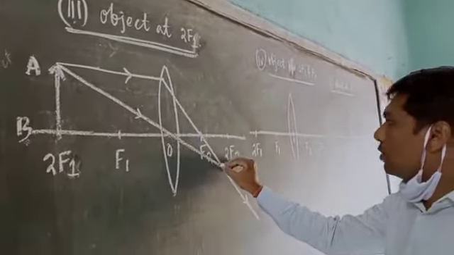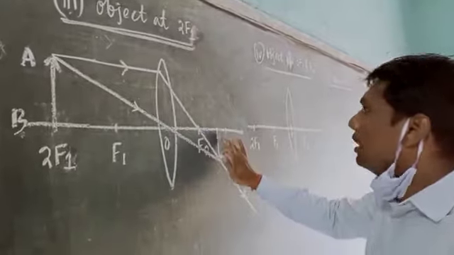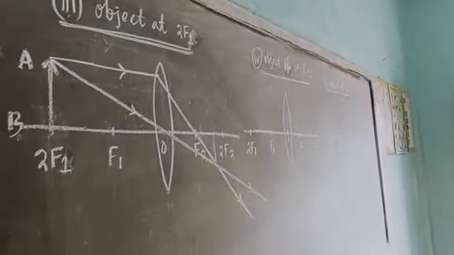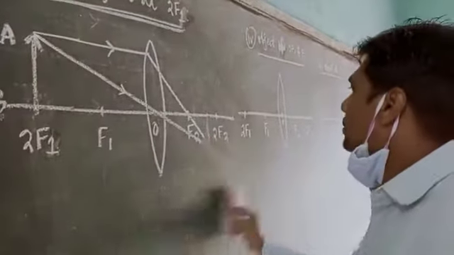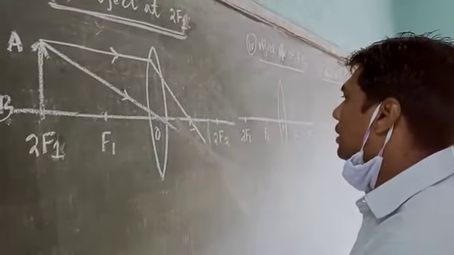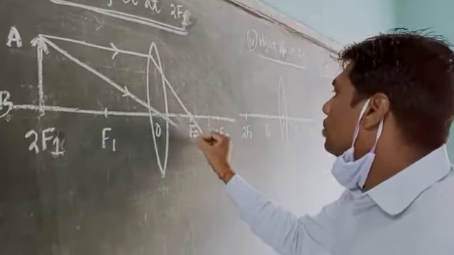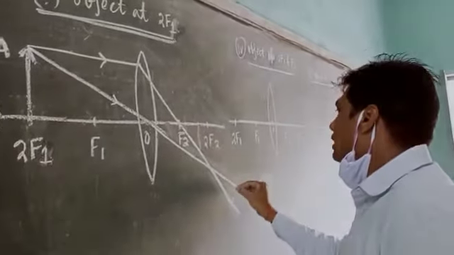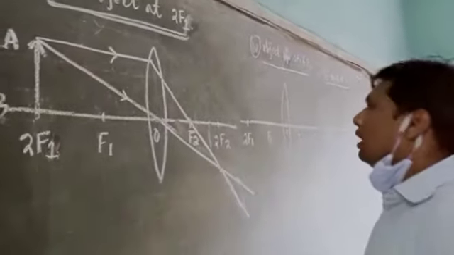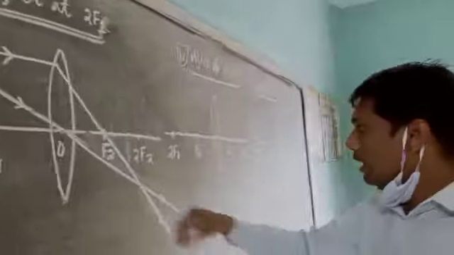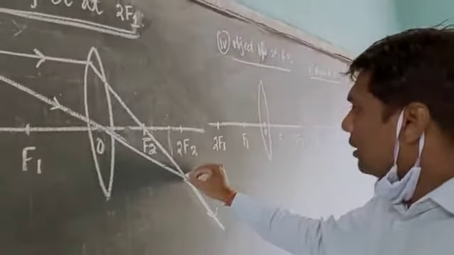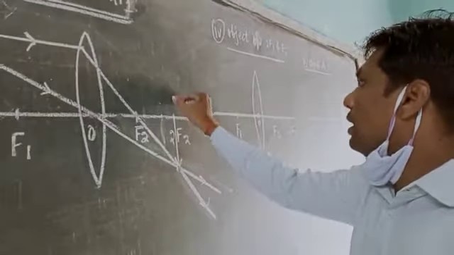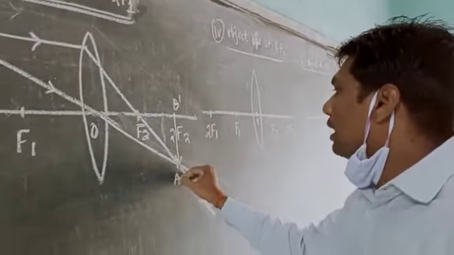So at this position the two rays intersect. After intersecting, we have to join the points. Then this becomes B dash and this is A dash.